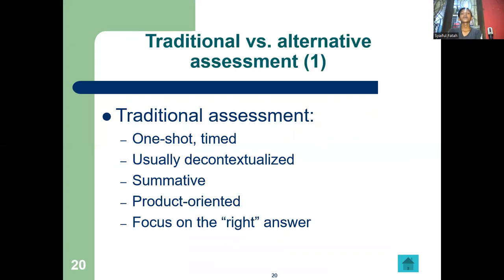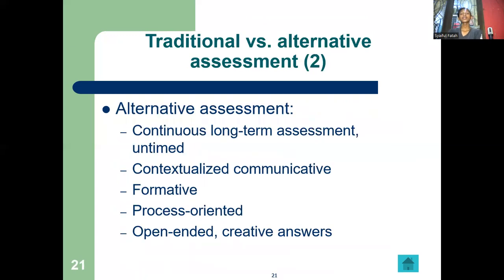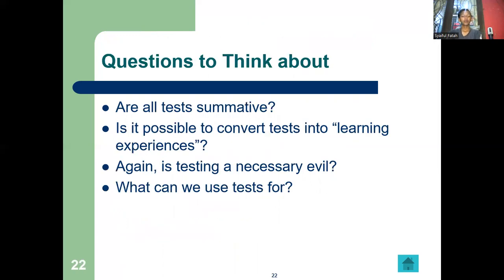traditional versus alternative assessment. First, traditional assessment: one-shot, usually decontextualized, summative, product oriented, focused on the right answer. Next, traditional versus alternative assessment. Second, alternative assessment: continuous, long-term assessment, contextualized, communicative, formative, progress oriented, with open and creative answers. The next, questions to think about.